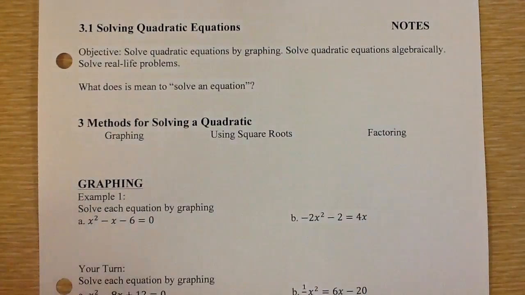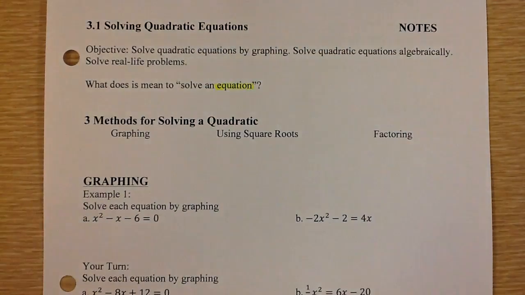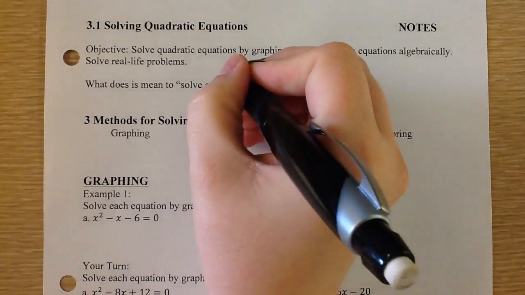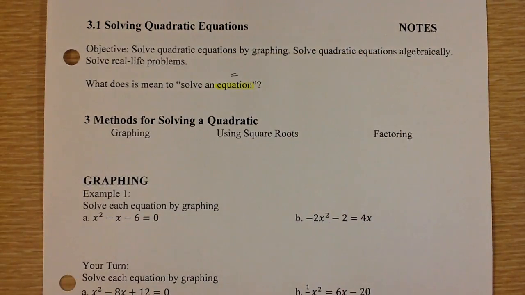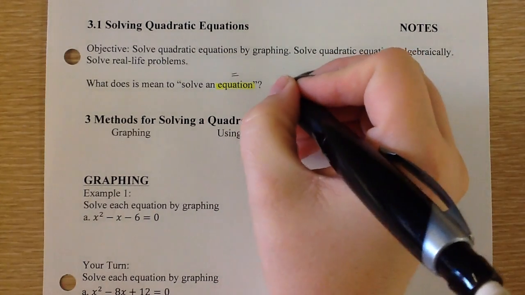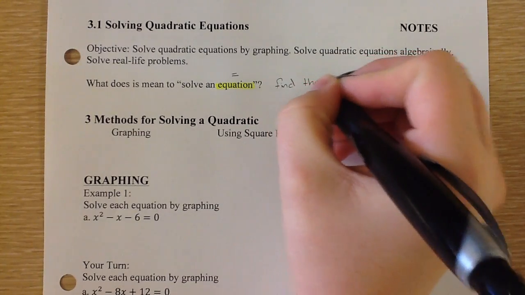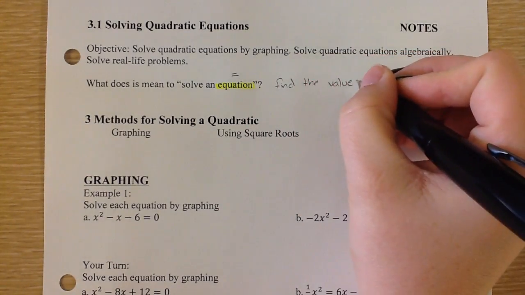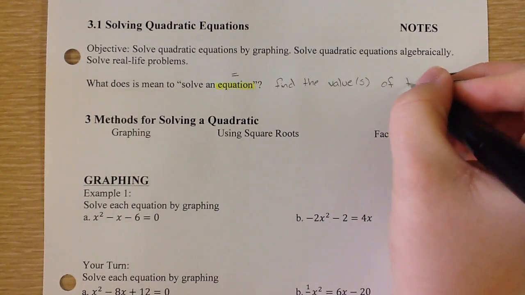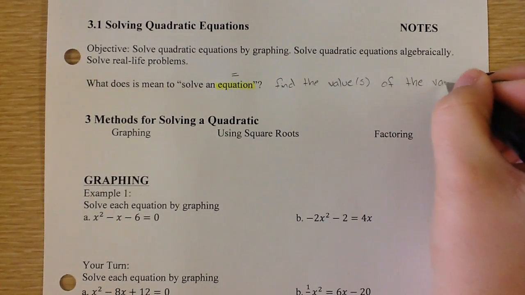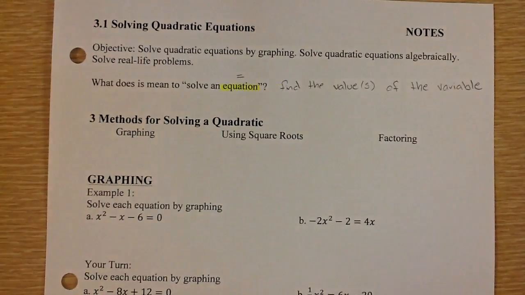Again, remember an equation is something with an equal sign in it. If you have an open equation, meaning there's something missing in it, like you don't know what x is, or you don't know what y is, or there's a missing variable in it, to solve an equation means to find the values that the variable can be. So find the value or multiple values of the variable.